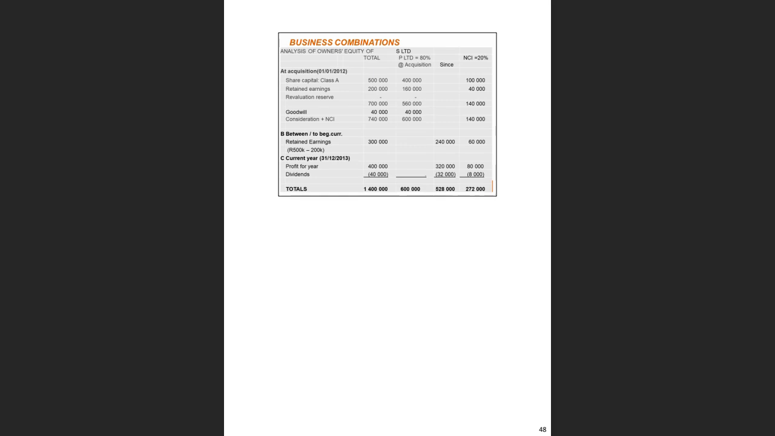So here we have our analysis of owner's equity account. This is the same analysis which was previously recorded, and previously we went through this. Okay, it's just showing it here so that you can find the numbers to go into your statement of financial position.